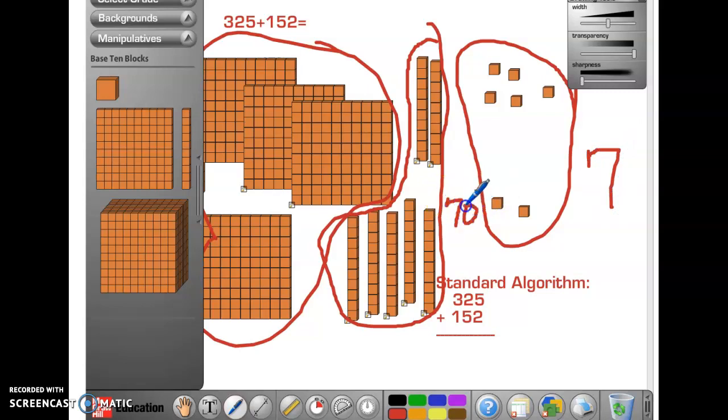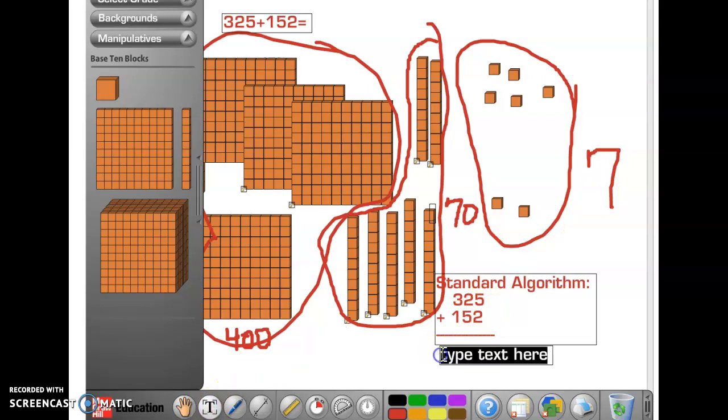And then finally, my hundreds. I have 3 hundreds plus 100. That makes 4 hundreds. So whenever I did place value in third grade, I would put those together like 400 plus 70 plus 7 to equal 477.